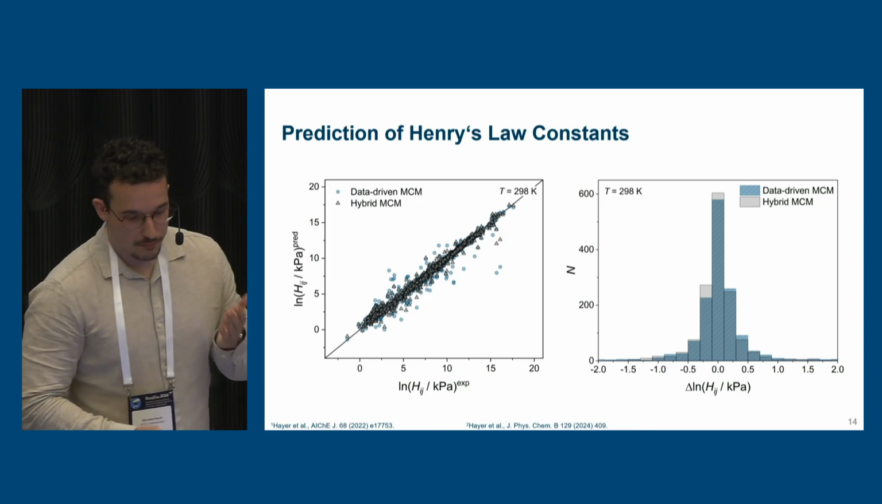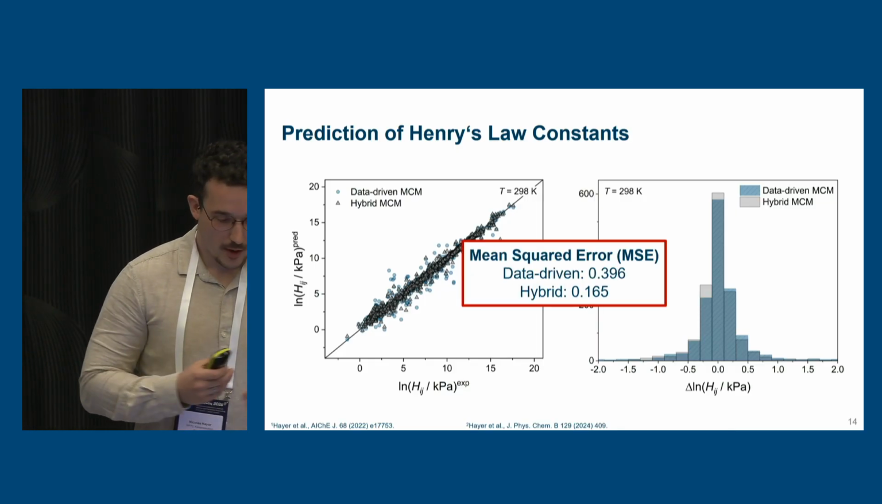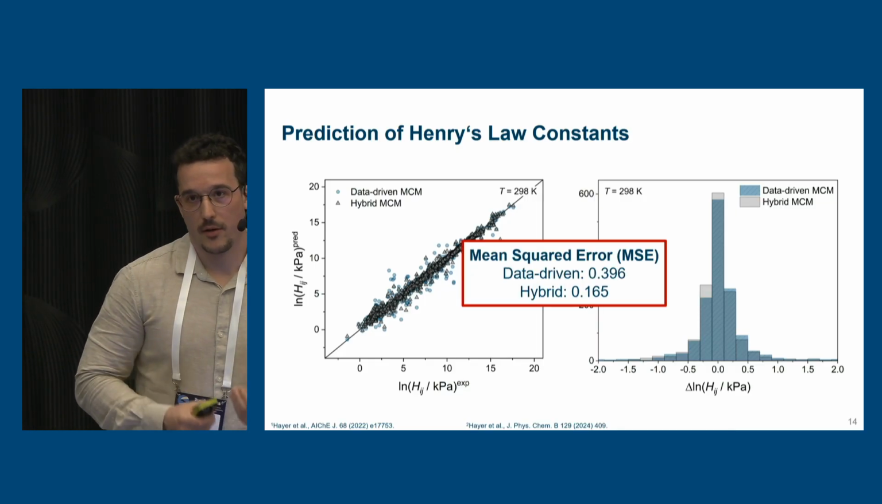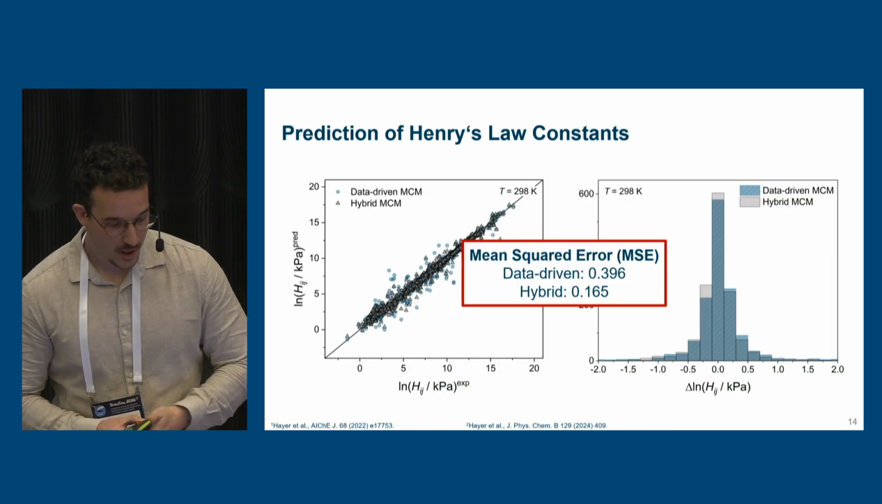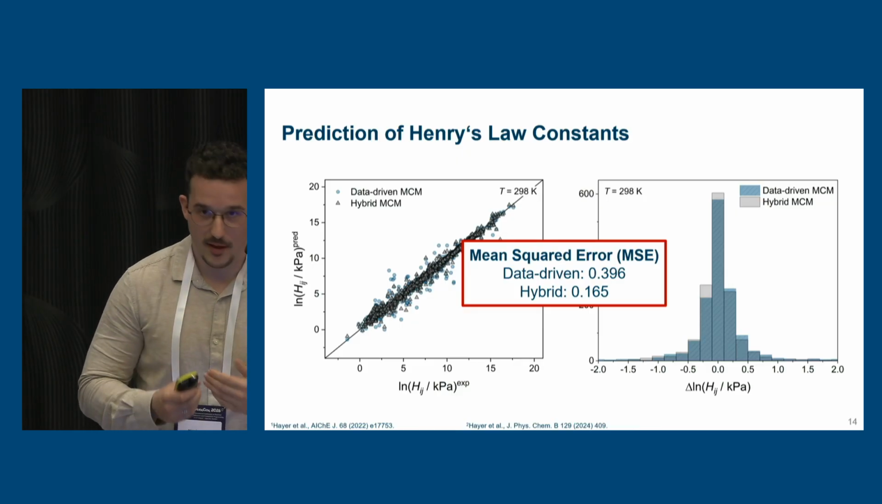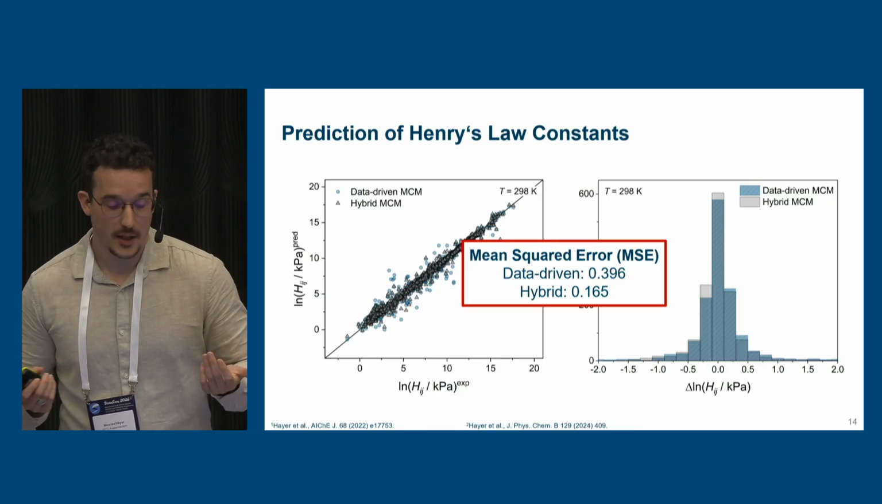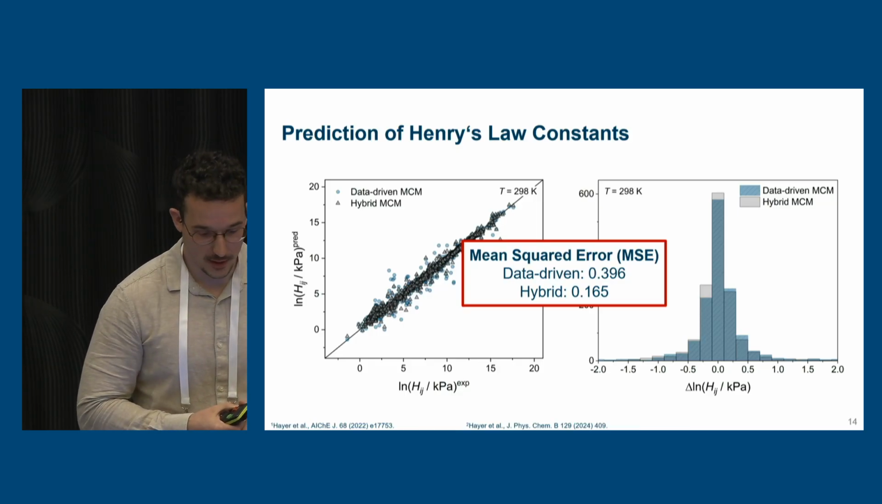And this can be seen, for example, in the mean squared error. So for our hybrid approach, we can achieve a mean squared error that is less than half of what we get for the data-driven model. So that means we now have a model that has a large scope. It can predict every mixture in the matrix and is very accurate and robust in predicting gas solubilities.